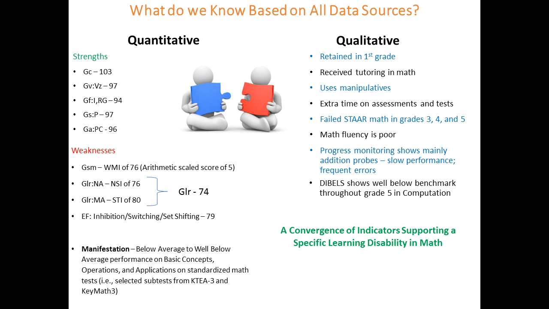So when we put all of this information together, right, we want to consider quantitative data, we want to consider qualitative data. It appears that she has a number of strengths, so that is areas that are at least average, right, crystallized, visual, fluid reasoning, processing speed, and phonetic coding, which I'll describe a little bit later. And then she has some pretty significant weaknesses, mainly in the memory areas, working memory and long-term storage and retrieval. She also demonstrates weaknesses in specific executive functioning.